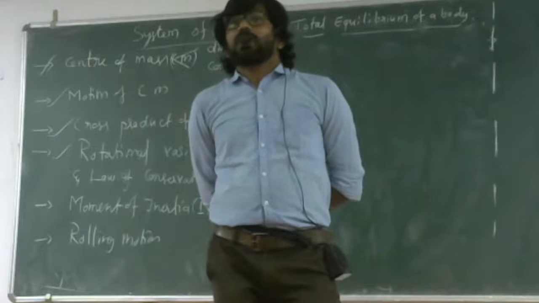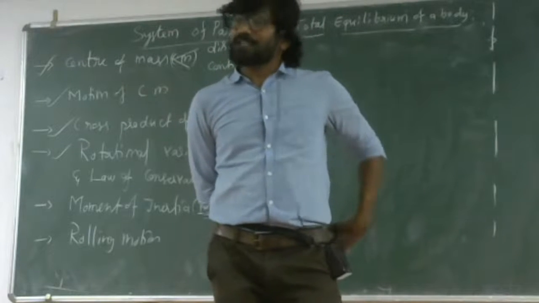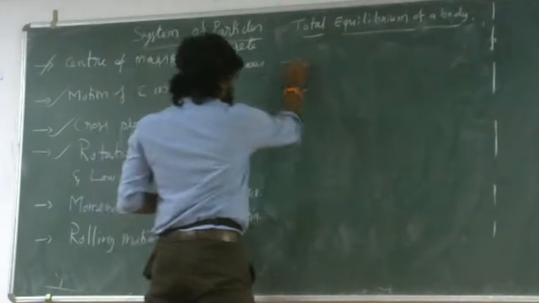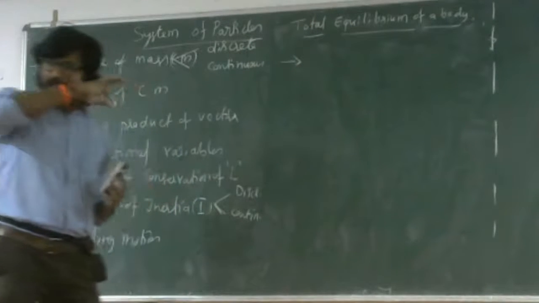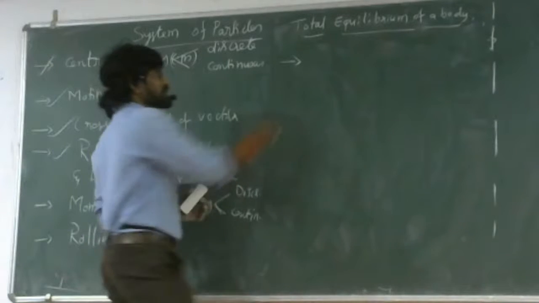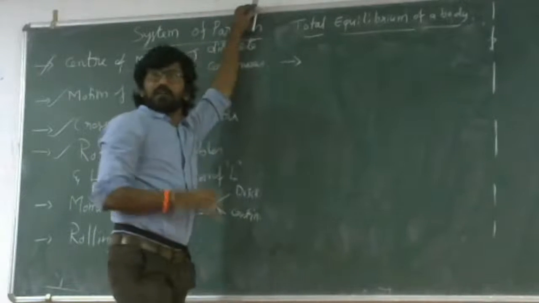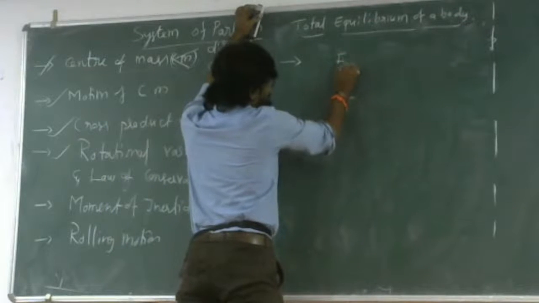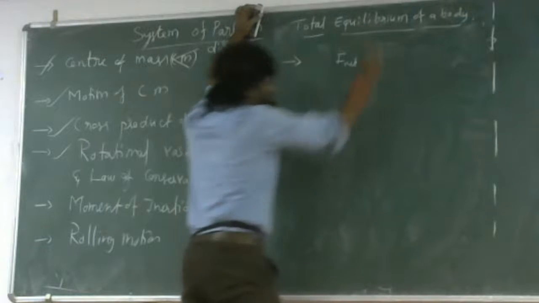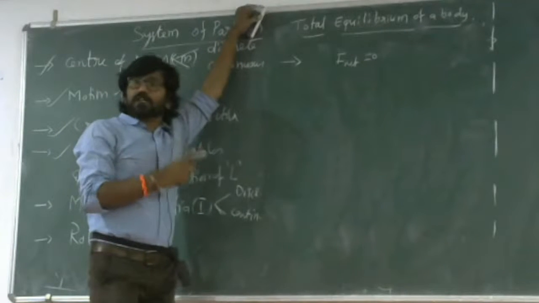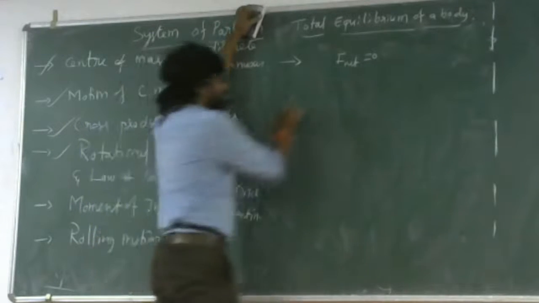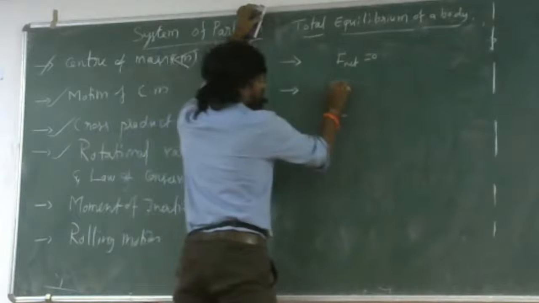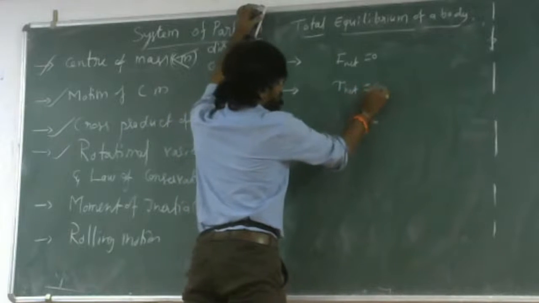Okay? What is the translational equilibrium condition? What is the rotational equilibrium condition? You have to remember this. The condition for translational equilibrium is F net is equal to 0. The condition for rotational equilibrium is tau net is equal to 0.